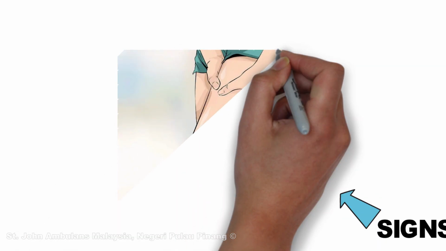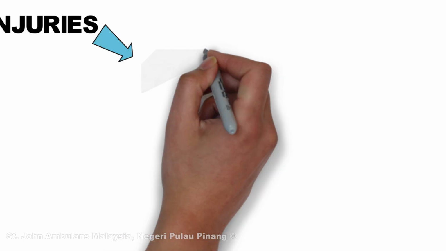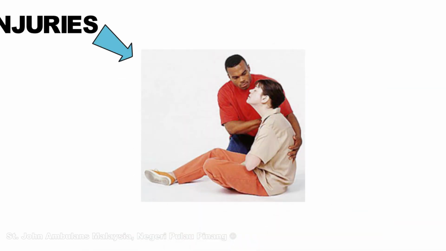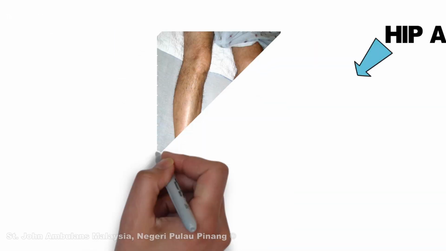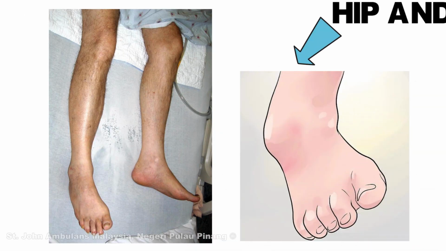Signs and symptoms of hip and thigh injuries. The casualty will have pain at the site of the injury. He may have inability to walk. There may be presence of signs of shock. He also may have shortening of the leg and turning outward of the knee and foot.